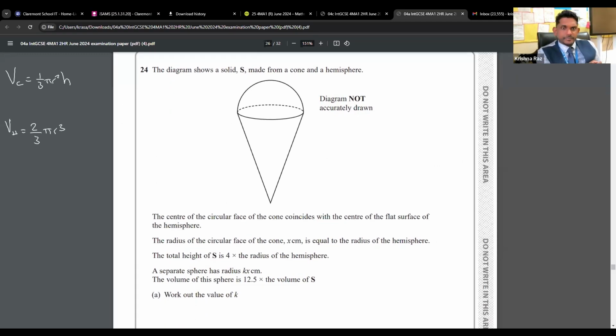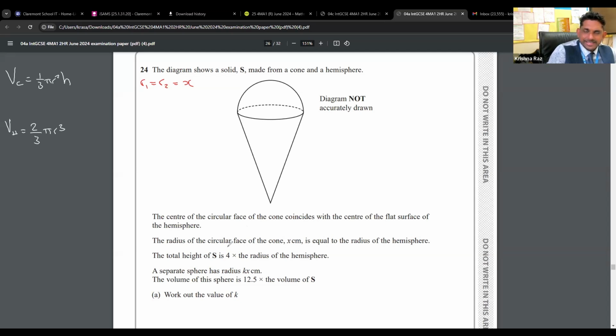So we can see the center of the solid, the center of the circular face of the cone coincides with the center of the flat surface of the hemisphere. So we've got half a sphere. The radius of the circular face of the cone is equal to the radius of the hemisphere. So the radiuses are the same. So we can say R1 equals R2. Let's call that X.